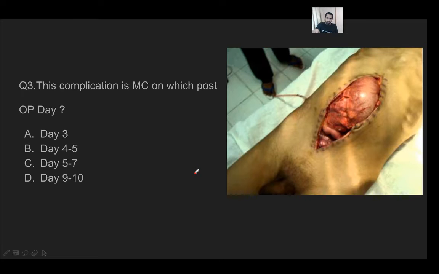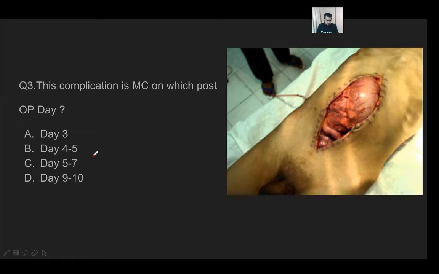So this is about question number 2. Let's move on to this particular question. This complication is most common on which post-operative day? So here, what we are seeing is a kind of complication which has occurred in a patient after a surgery. So this kind of complication is most common on which post-operative day? Is it 3, 4 to 5, 5 to 7, or 9 to 10? What do you think is the answer, guys?